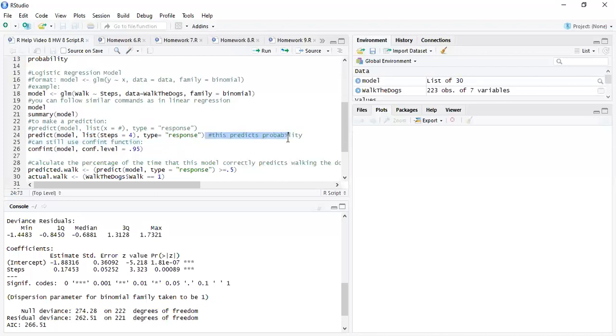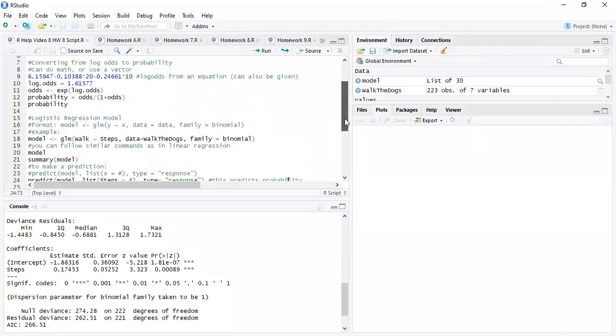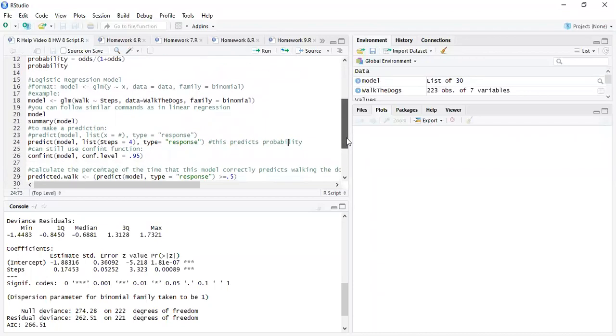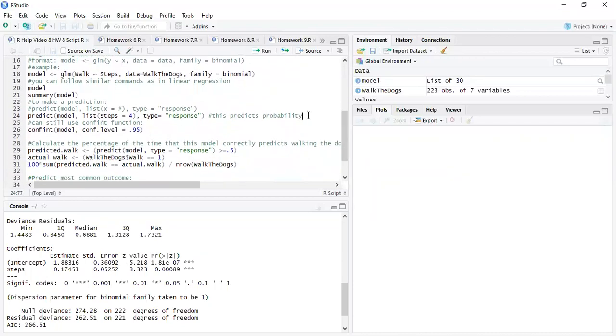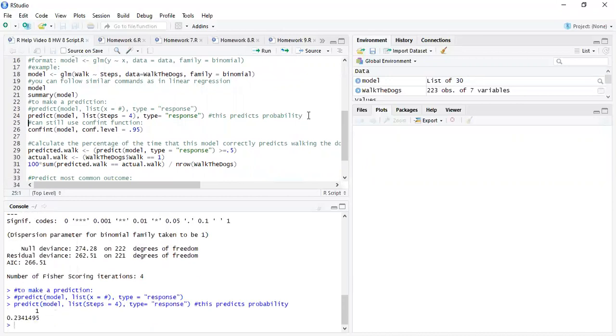What this will do is predict probability. So this is an important distinction to make. It doesn't predict the log odds or odds. It goes straight to predicting the probability. So make sure you remember this. We can run the command, and our probability if steps equals 4 would be 0.234.